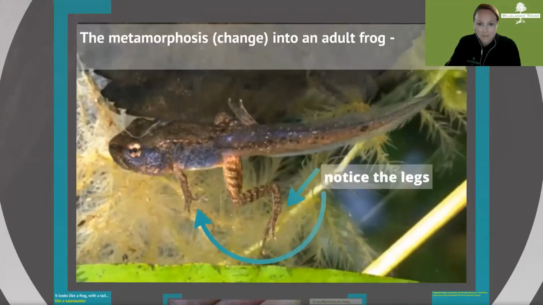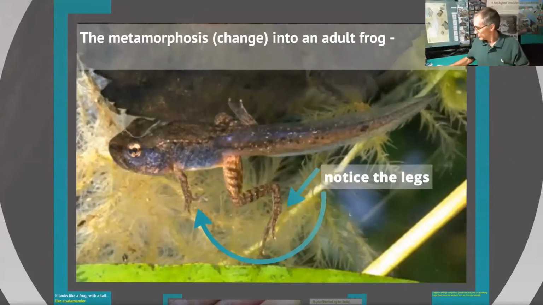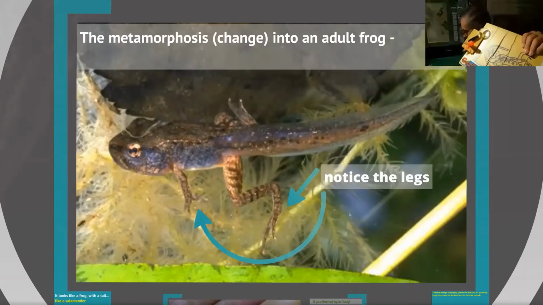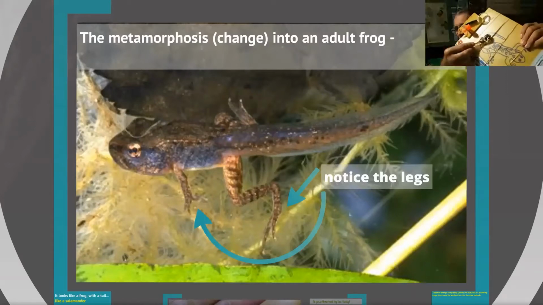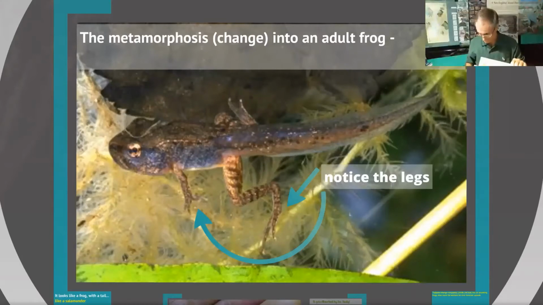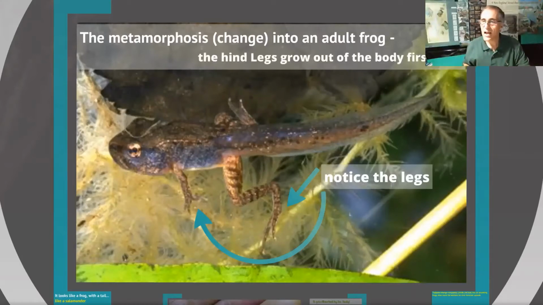This is a photo of a wood frog that's starting to metamorphose into a frog. So it starts out like this, tadpole, then has legs and front legs. So the hind legs grow out of the body first.